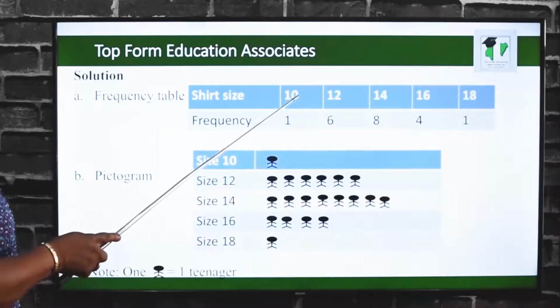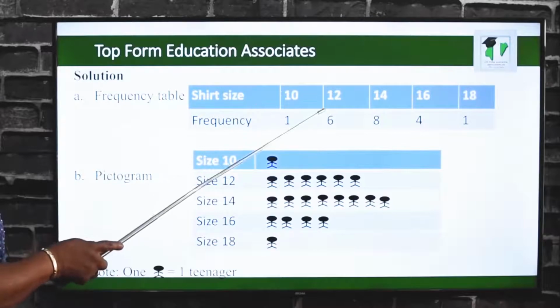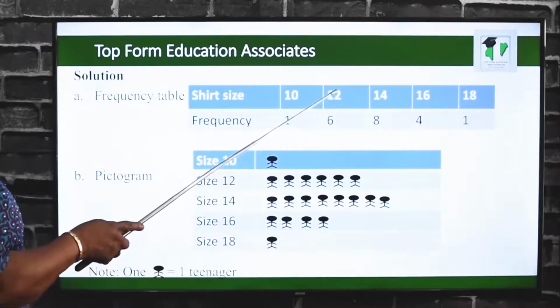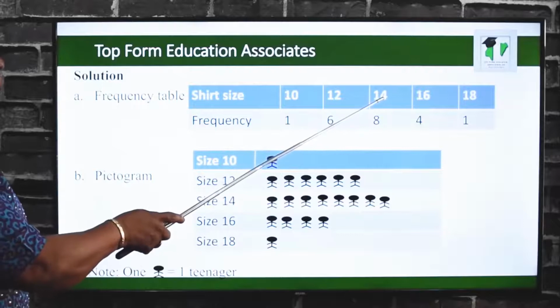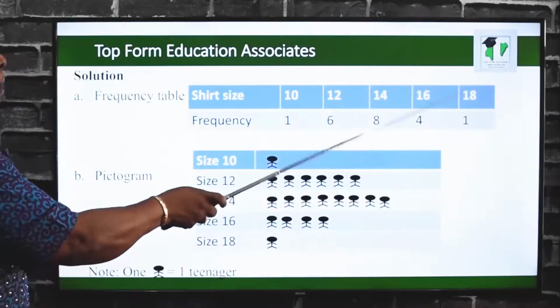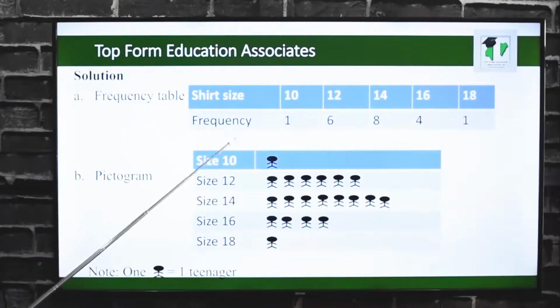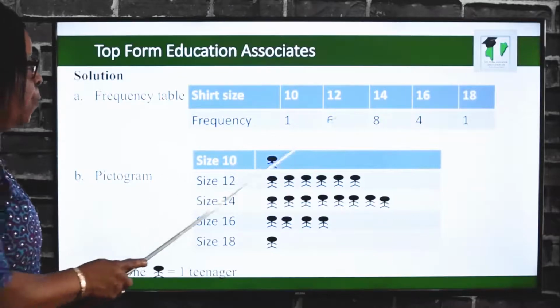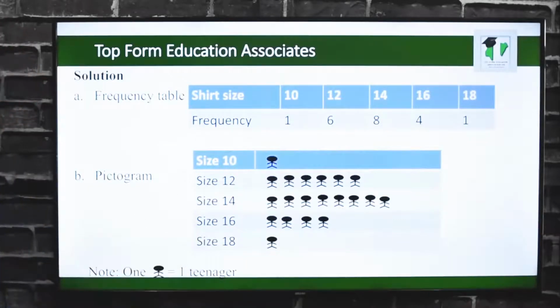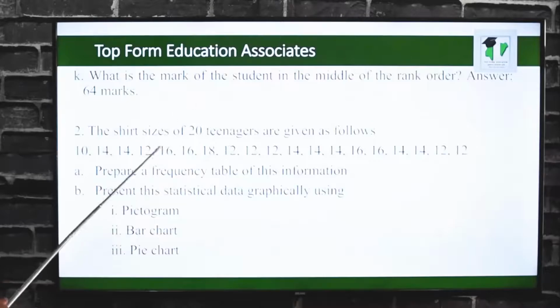That's 1 teenager wears size 10 for the shirt, 6 wear size 12, 8 wear 14, 4 wear 16, and 1 wears size 18. If you add this frequency, it will give you 20, which is the number of teenagers that have those shirt sizes. The question says, present this statistical data graphically in pictogram, in bar chart, and in pie chart.